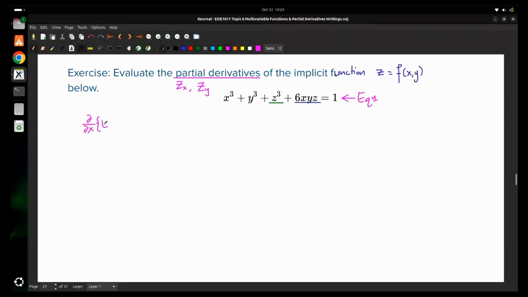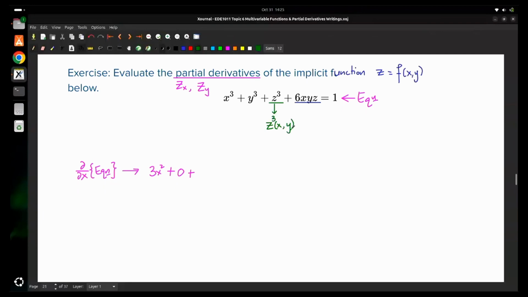Differentiate the whole equation using implicit differentiation, and you get the first term, 3x squared. This one easy peasy, because differentiating x cubed with respect to x just gives 3x squared. Then differentiate y cubed with respect to x. y is treated as a constant, so 0. Then this part, z cubed. When you differentiate z cubed with respect to x, you have to understand that z is a function of x. z is actually a function of x and y, but here z is a function of x.